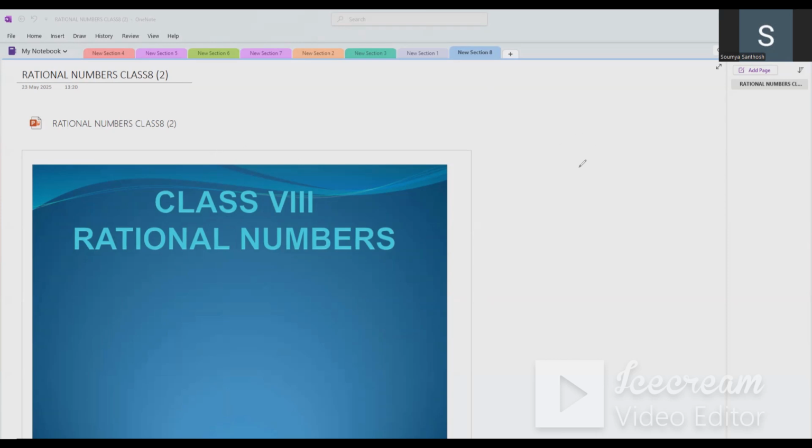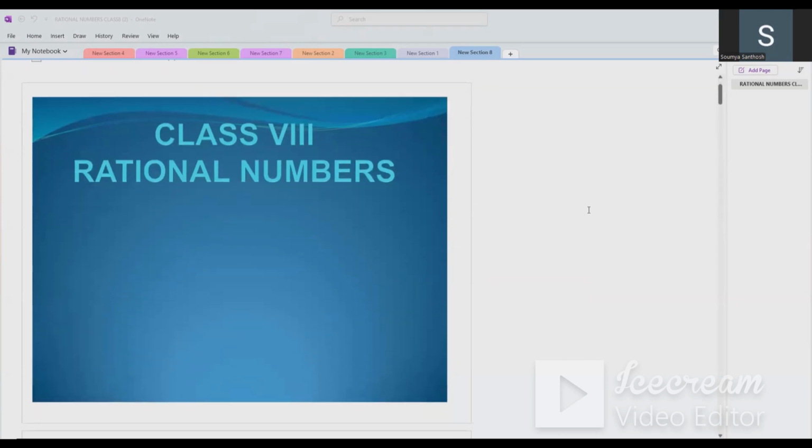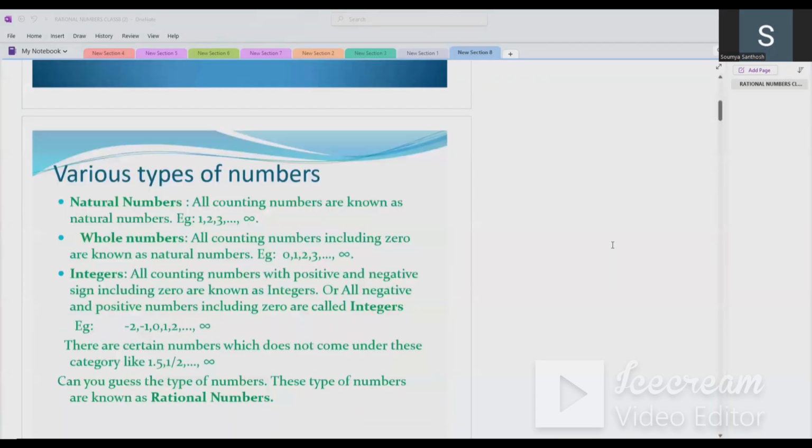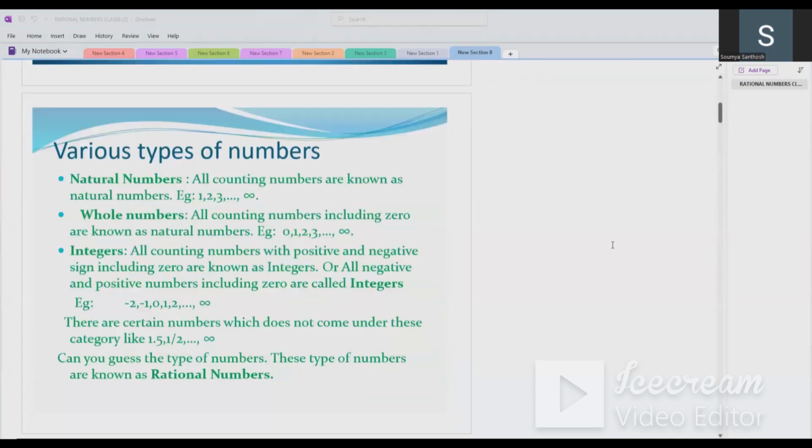So today, children, we are going to talk about rational numbers. First, let us see what is meant by rational numbers. Before starting into rational numbers, we will see what the different types of number systems are. Many we have already learned from the beginning, right? From class 1 to class 7, you have learned step by step many types of numbers.